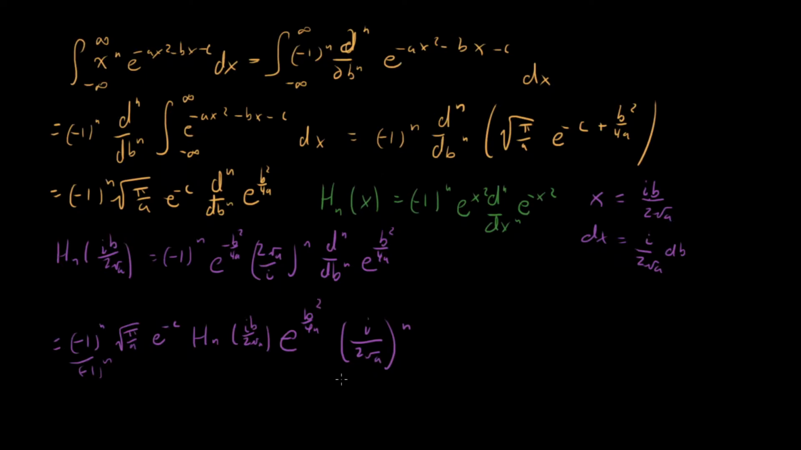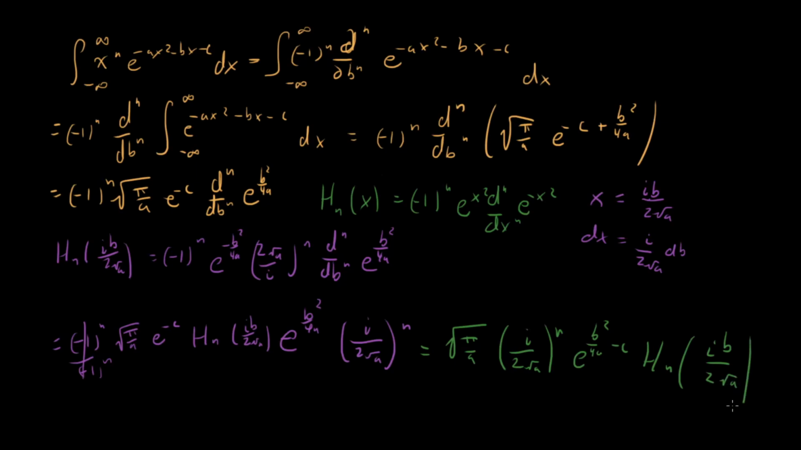Okay, we've done it. The only last thing that we might want to do is simplify this a little bit, and so we can do that. We know that this is going to go away. We can combine the exponentials, and what we're going to be left with is this: root pi over a, (i over 2 root a)^n, and then e^(b²/4a - c) times our Hermite polynomial, H_n of ib over 2 root a. And so we've done it.